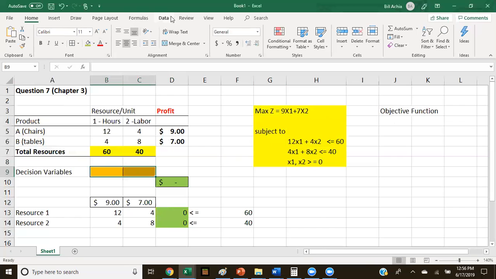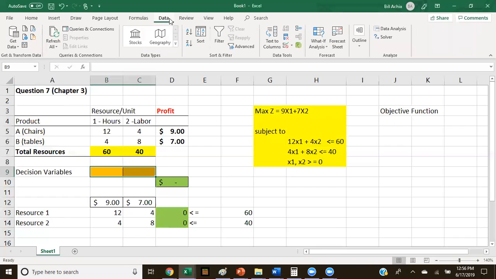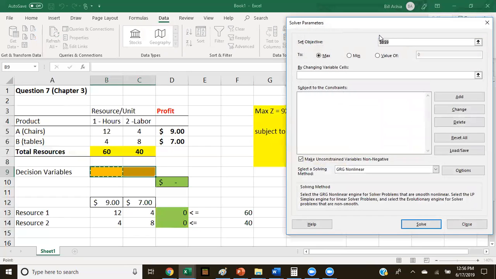Okay, so I'm going to go into Data, Solver, and first thing we do is set our objective. In this case here, our objective is to maximize our profits. Make sure that this is set to maximize. If it was a minimize function, we'd do a minimize, but in this case, the maximize.